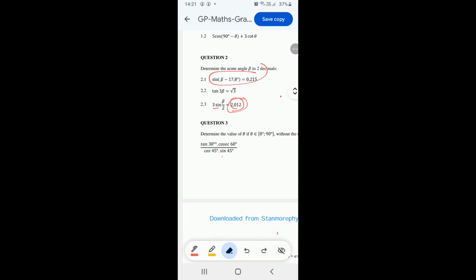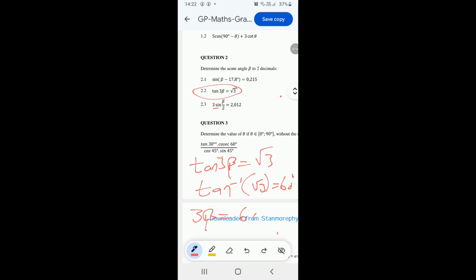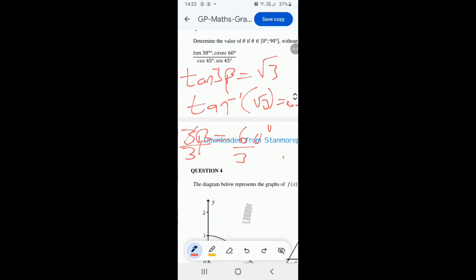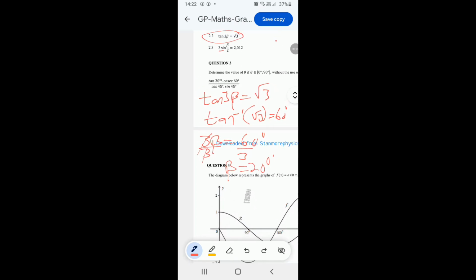Okay, let's go to the one that I skipped, just 2.2. We have tan 3b equals square root of 3. So tan shift square root of 3 using a calculator, you're going to get 60 degrees. Then you say 3b equals 60 degrees. Divide by 3. Your b is 20 degrees. That's your answer. Let's do the last one.